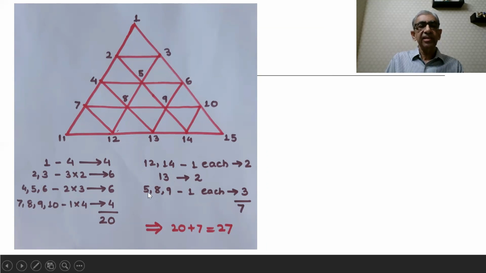So I have written here, say from vertices 5, 8, and 9, there is 1 inverted triangle. From vertices 12 and 14, there is again 1 and 1 triangle. And from vertex 13, there are 2. This one and this bigger one. There are 7. So total makes 27.